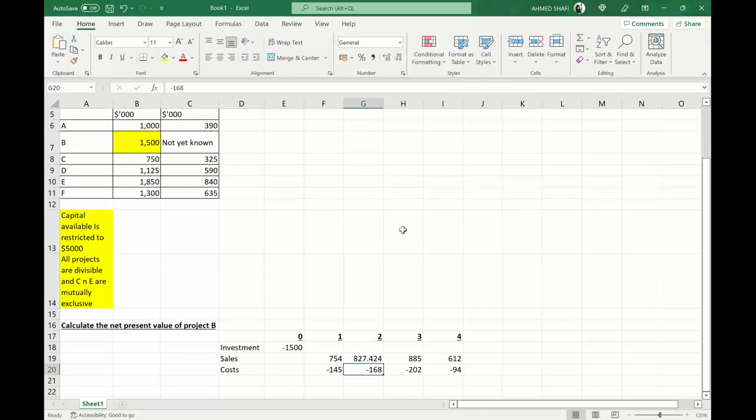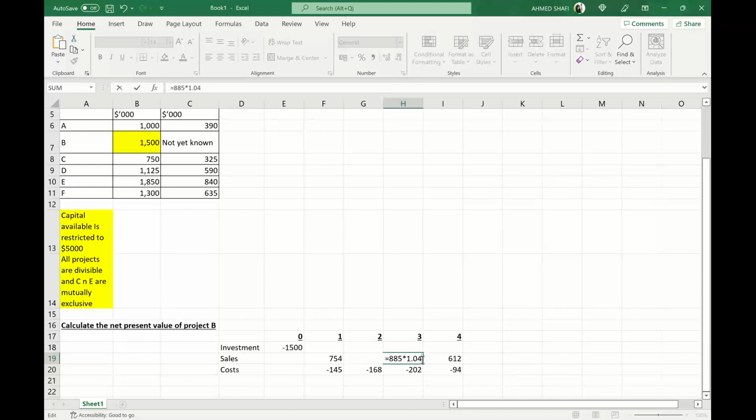Okay, please pay attention. Now year 3 figure is 885. It's before taking account of inflation. Now inflation on sales is 4% per year. So to get to year 3, 4% per year means you need to inflate it by 4% 3 times.